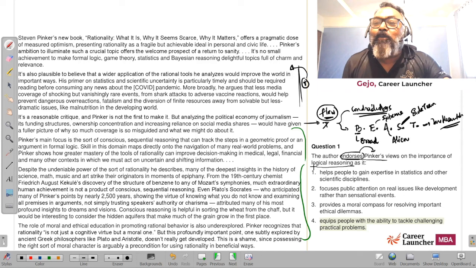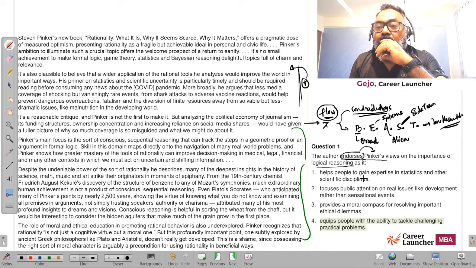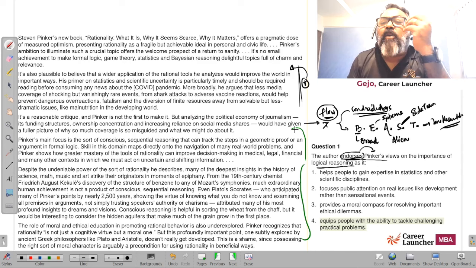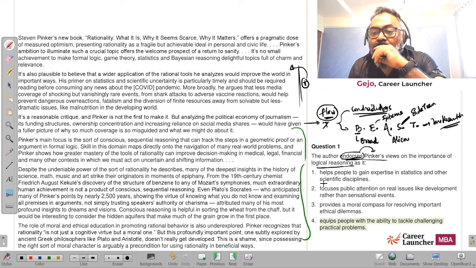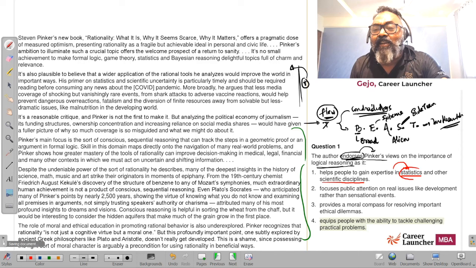Okay, let's go one by one. So here we're looking at the answer to this question: endorse the importance of logical reasoning. Why is logical reasoning important? One thing that you would want to do is go back and read the passage. But the key is that you can eliminate. So now you're talking about helping people get expertise in statistics. Is this too narrow? Is the author saying that the public will be able to understand statistics? Statistics is mentioned, but it's not connected to that.